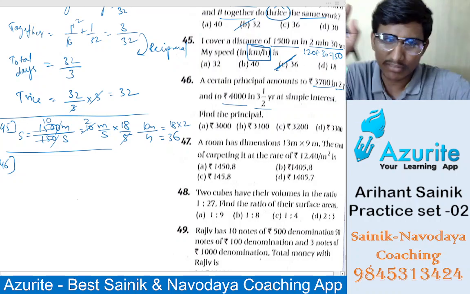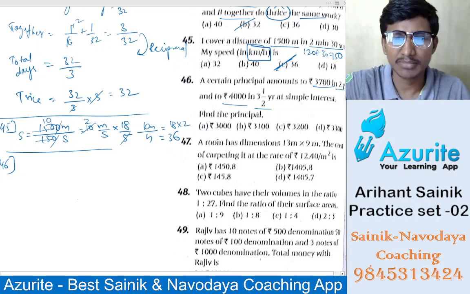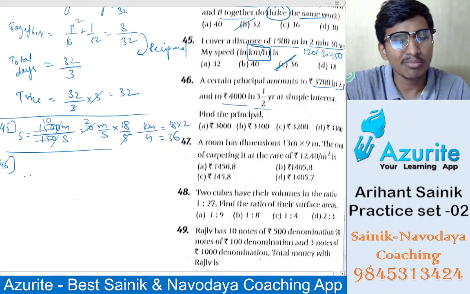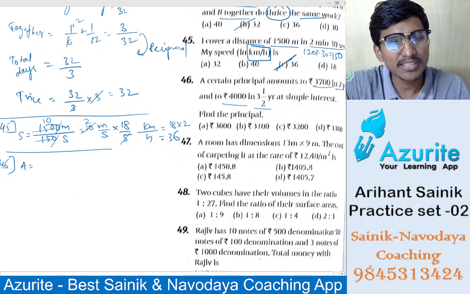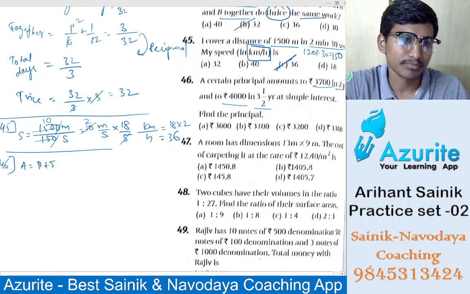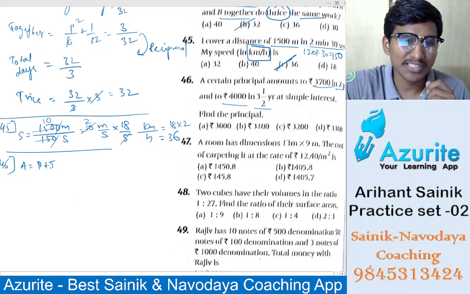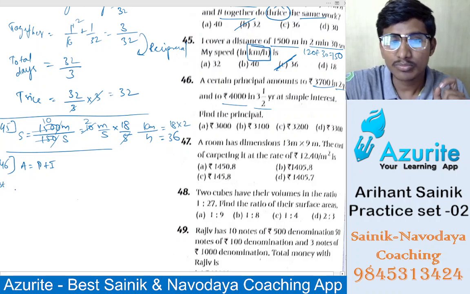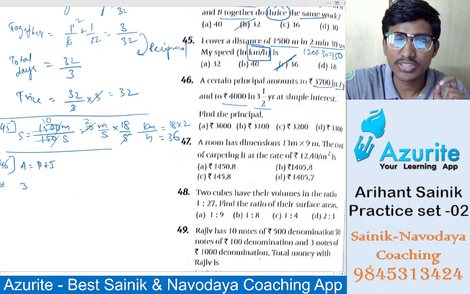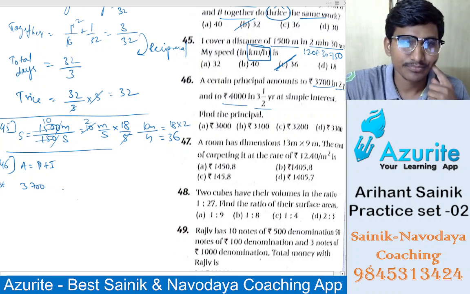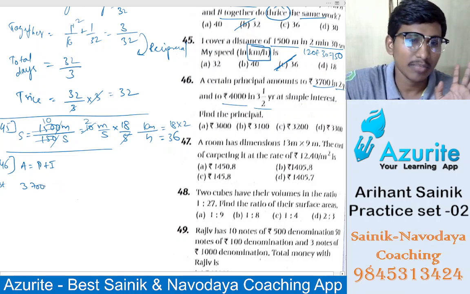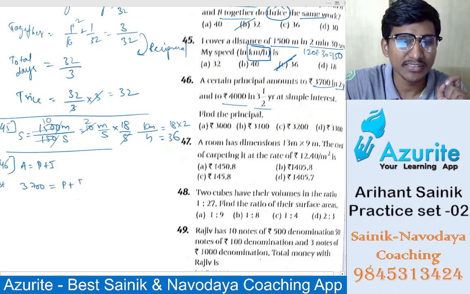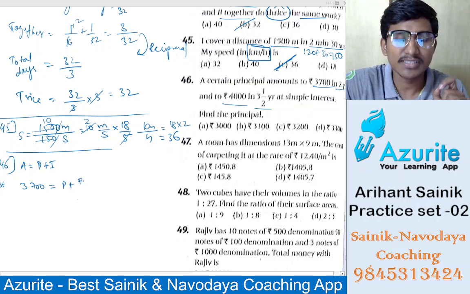So see here, I will solve this in the original method. A certain principal amounts to 3,700. Amount means principal plus interest. So first it is 3,700. That is amount, so that is principal plus interest. Interest means PTR by 100. So principal plus how much?